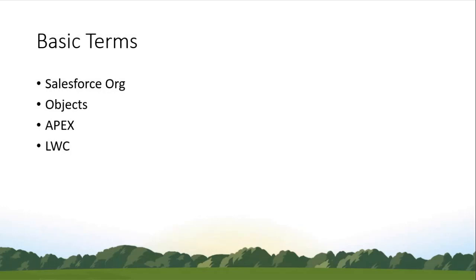Then objects. An object is similar to a table in a normal database management system. Salesforce has its own database, and each table in it is referred to as an object. And Apex is the programming language used in Salesforce. This is an object-oriented programming language, very similar to Java. It's based on Java, so if you know Java, it's going to be very easy to learn Apex.